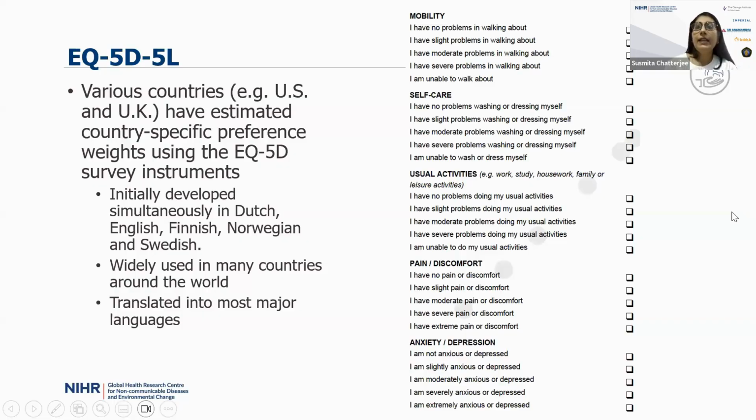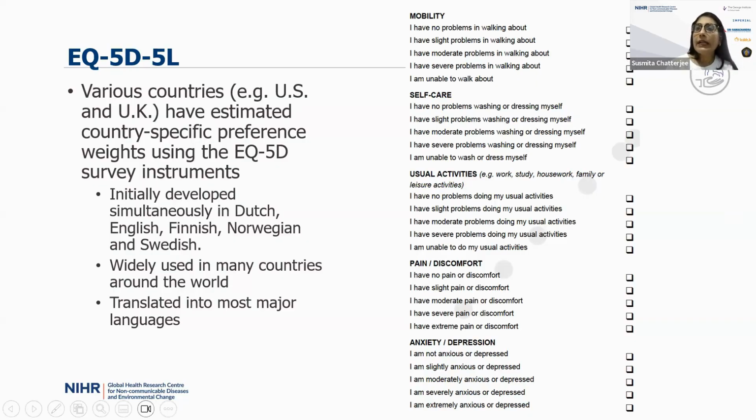And marking is very easy. You ask the person, how would you rate your mobility level today? Do you have any problems? Do you have a slight problem? Do you have a moderate problem? How are you feeling today? But it's all about today, okay? The day you are asking.